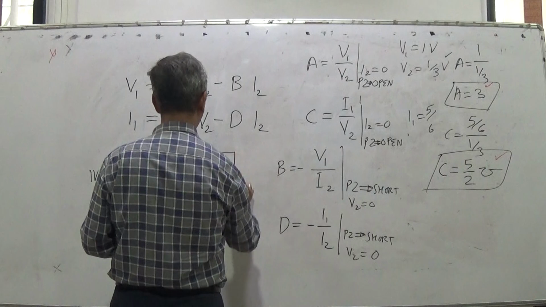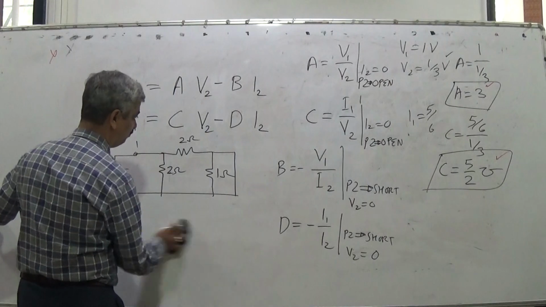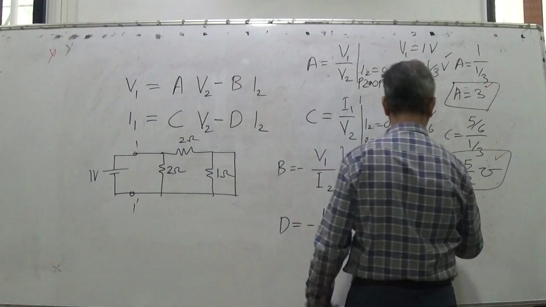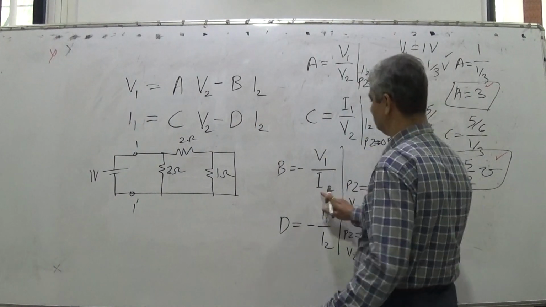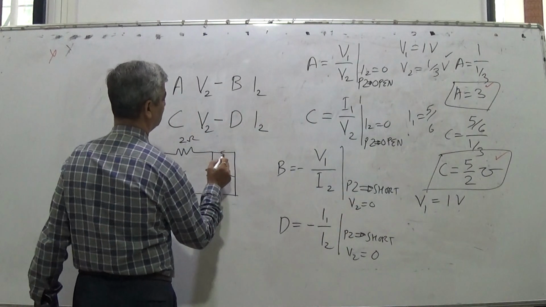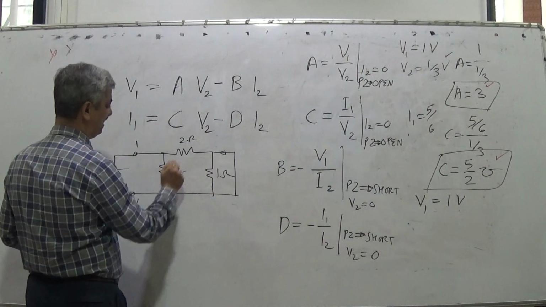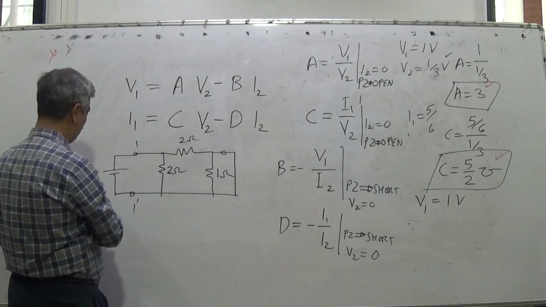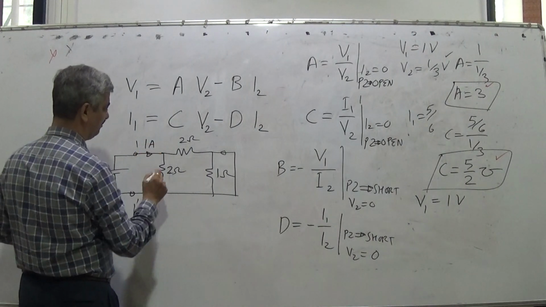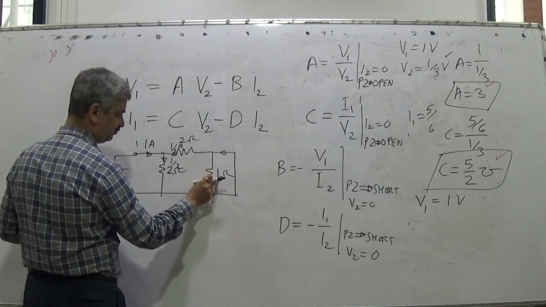When you make port 2 short, obviously this resistance goes out. So what is V1? V1 is 1 volt. What is I2 now? I2 is this current. How to calculate that? This one is shorted. So 2 parallel 2, total resistance is 1 ohm. 1 volt is the voltage, total resistance is 1 ohm. This would be 1 ampere. When this is 1 ampere, this is half ampere.